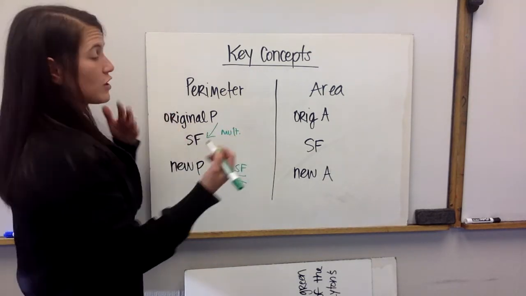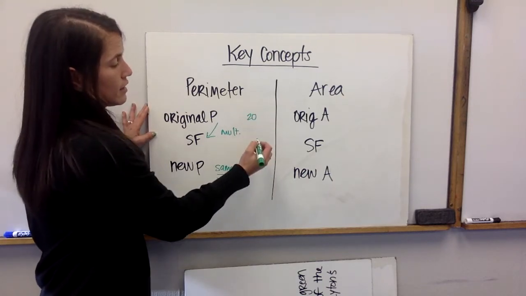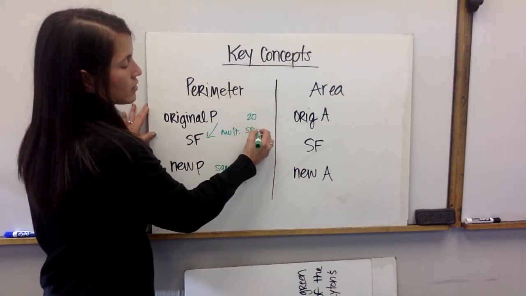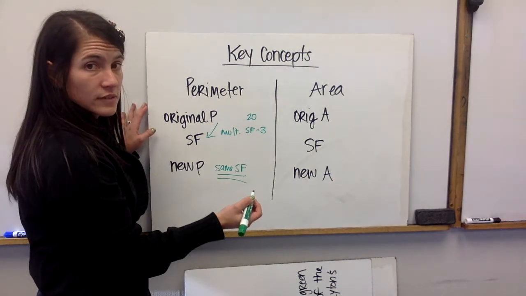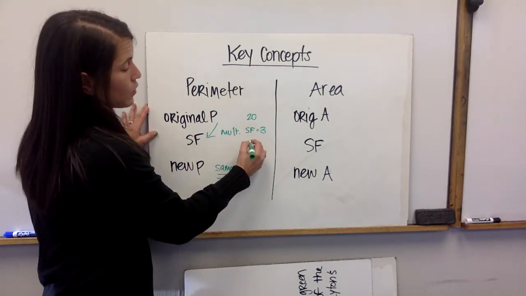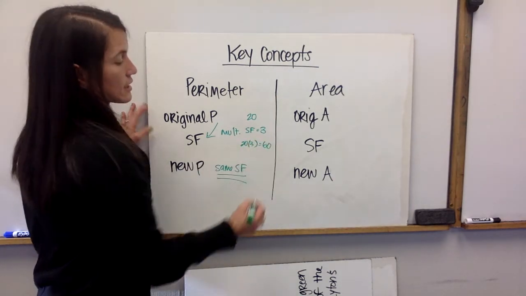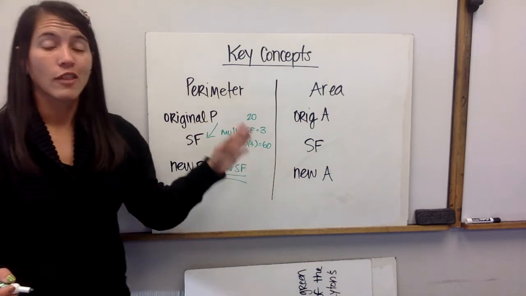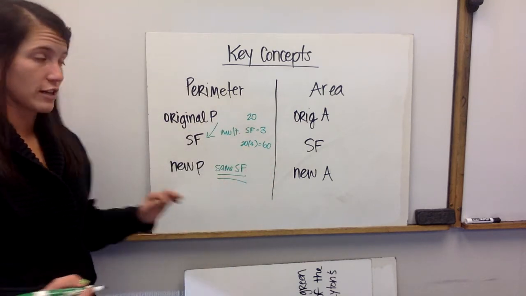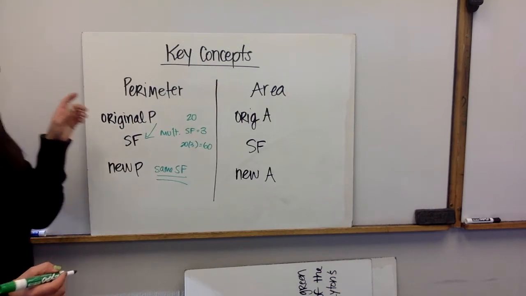For example, if the original perimeter is 20 and the scale factor is 3, then the new perimeter would be 20 times 3, which is 60. That would be the new perimeter. The perimeter uses the same scale factor. All right, now the area.